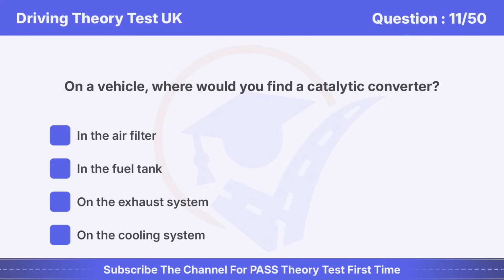Question 11. On a vehicle, where would you find a catalytic converter? Option A. In the air filter. B. In the fuel tank. C. On the exhaust system. D. On the cooling system.